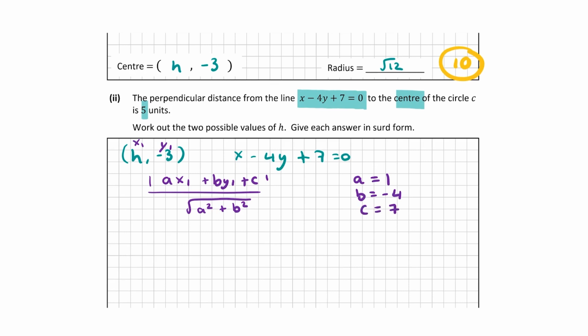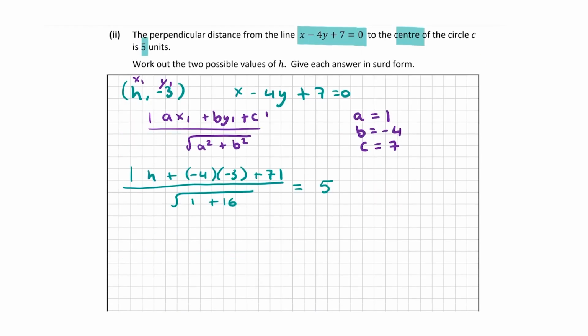So let's start filling it out. So a times x1 is 1 times h, so it's just h, plus b times y1, so that's minus 4 times y1, which is minus 3, plus c, which is 7. Put that all over the square root of a squared, which is 1 squared, which is just 1, plus b squared, which is minus 4 squared, which is 16. And let's let that equal to 5. So we have the modulus of h plus 12 plus 7. So that's going to be plus 12 plus 7, which is plus 19, all over the root of 17 is equal to 5.